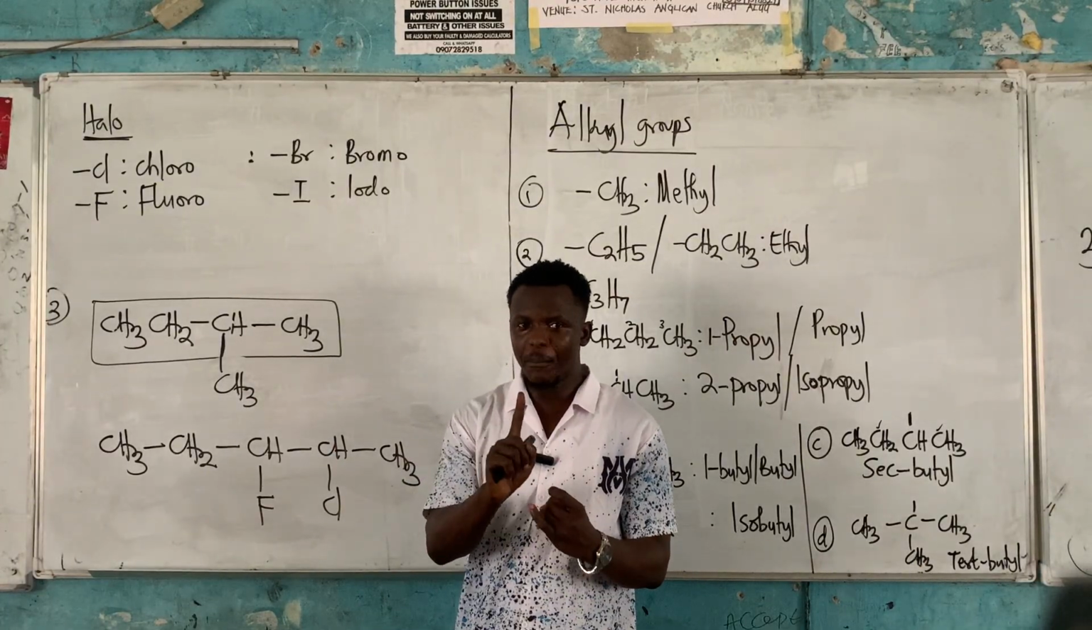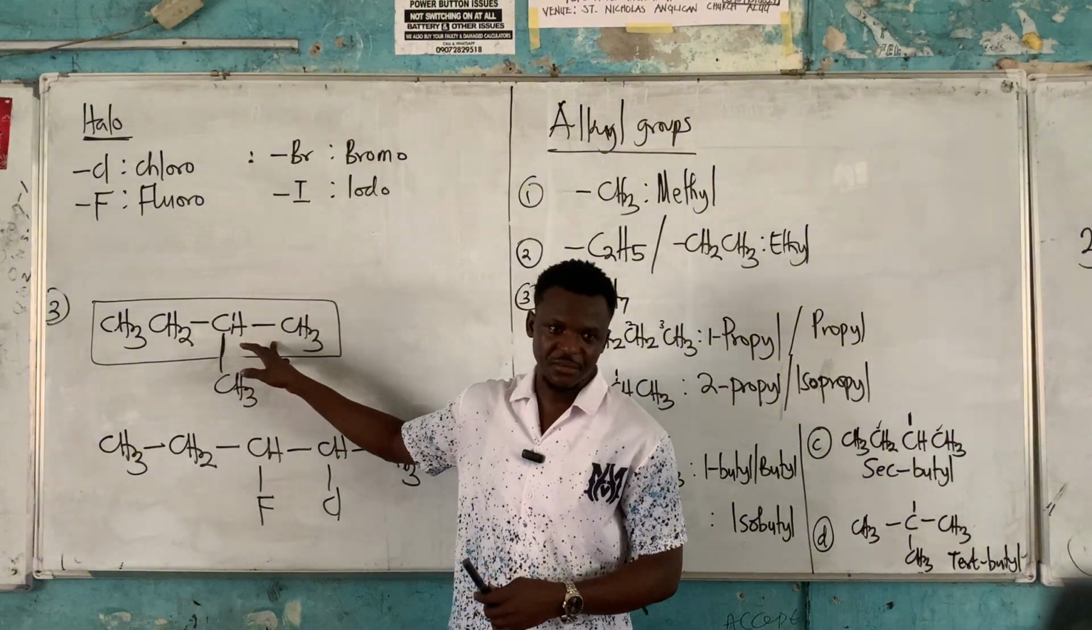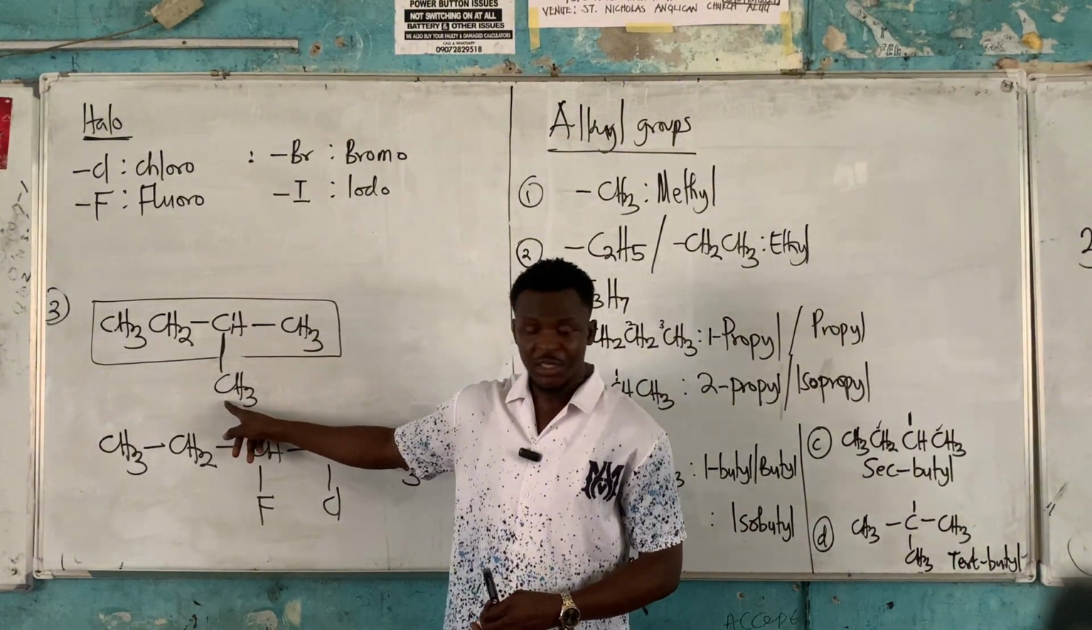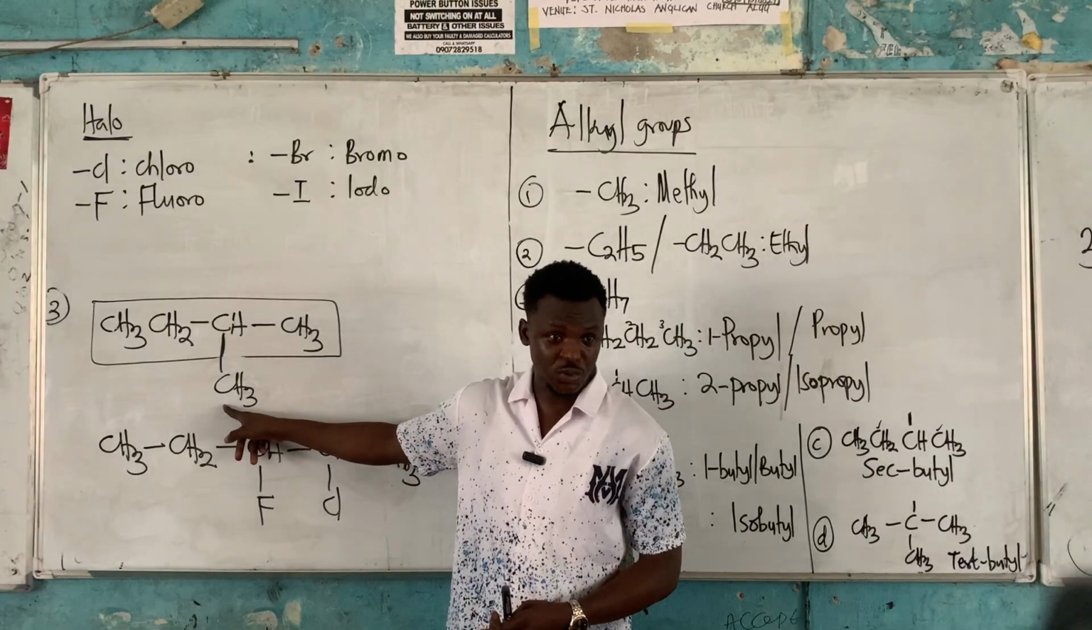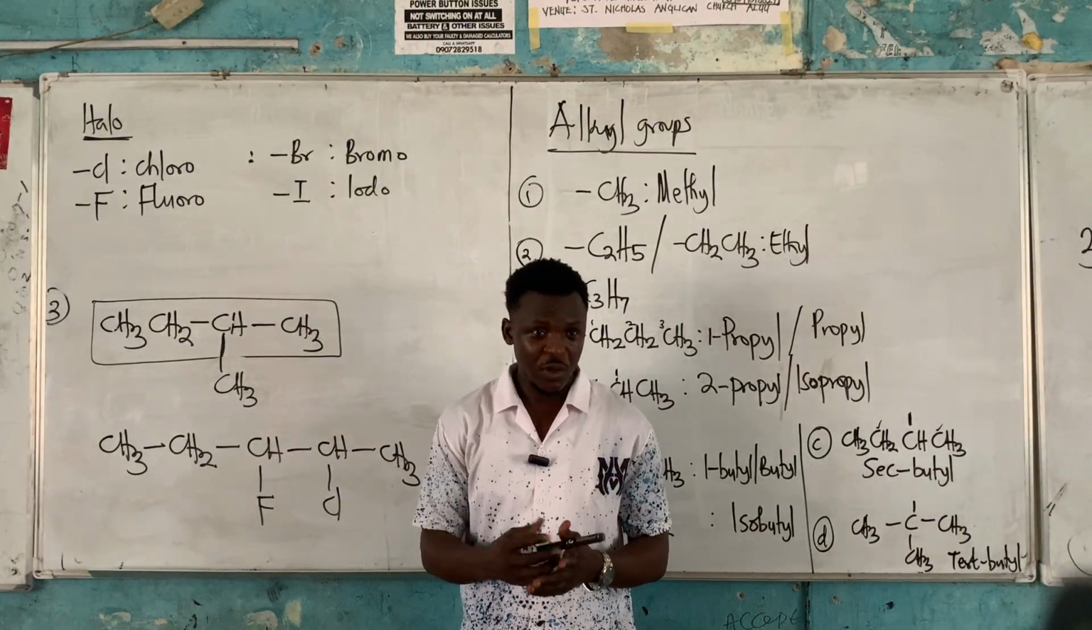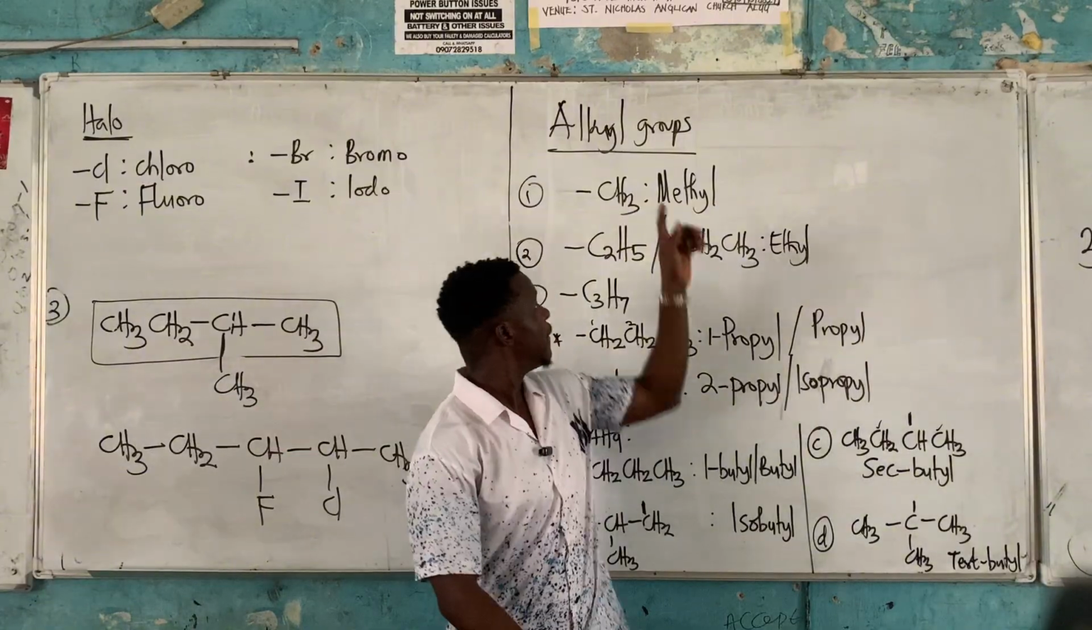We have applied rule number 1, identifying the parent chain. After identifying the parent chain, we have seen our substituent, right? This substituent is an alkyl group, is it not so? Because it's comprising of only carbon and what? Hydrogen. And what is the name of this alkyl group?